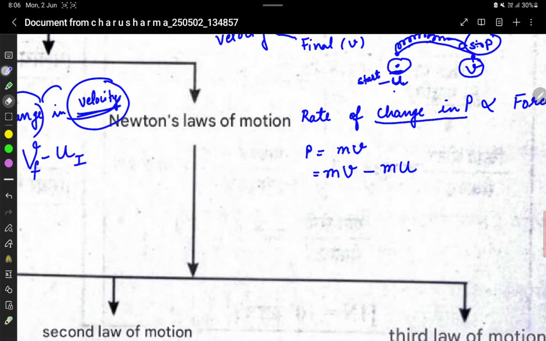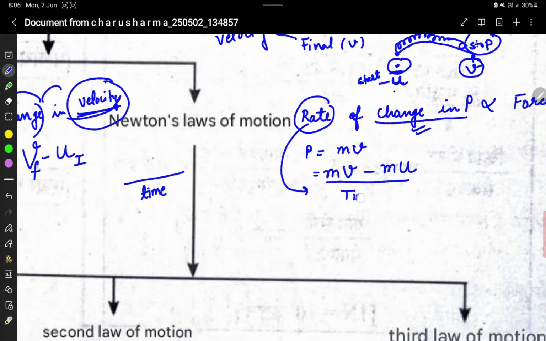Now moving on, the next part is rate. Change in momentum is done, mv minus mu. Now the next part is saying about the rate. Rate means what? Rate means you have to divide it with the time. In physics or in chemistry, whenever you get the rate, understand that you have to divide it with the time. So we will divide it with the time. That much is clear.